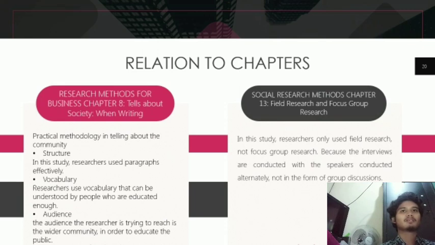Next, Social Research Methods, field research and focus group research. In this study, researchers only use field research, not focus group research. Next, Social Research Methods, historical comparative research. In this study, researchers did not compare the results of the interviews with the available historical evidence.